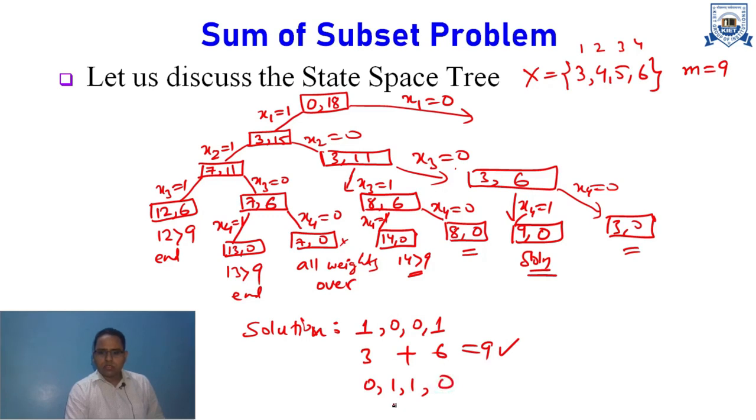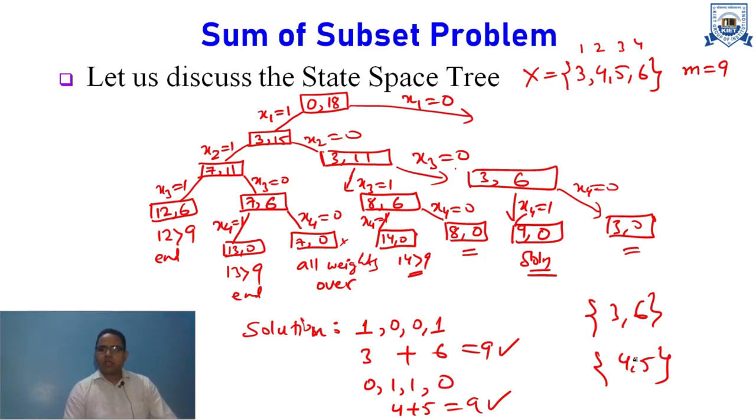So that means just add 4 and 5. So you will get 9 as the answer. So we got two solutions. So there are two subsets. The first subset is 3, 6, and the second subset is 4, 5. So these two are the subsets for this given question, where the m value is 9.